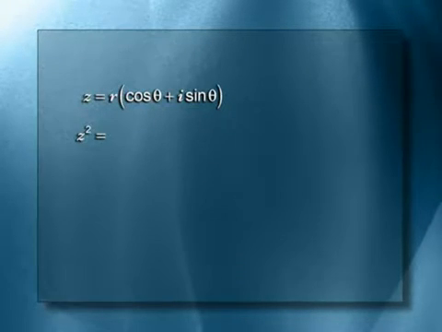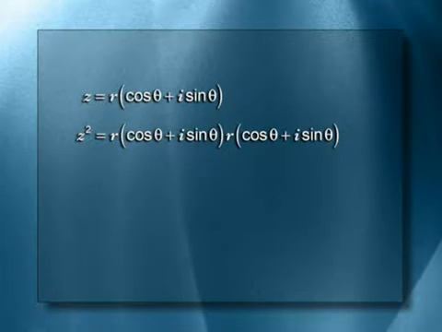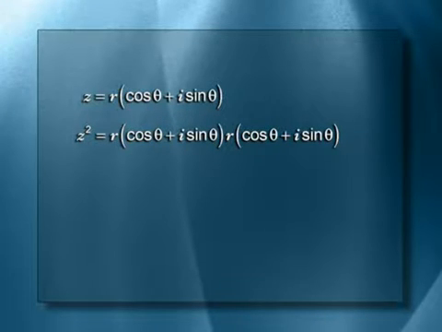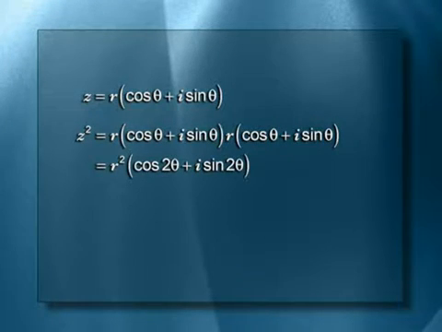What would z squared be? Well, you'd multiply these two together. So the r's would be r squared, r times r is r squared. And the angles would be cosine theta plus theta. You add the angles. So it'd be cosine 2 theta plus i sine 2 theta.